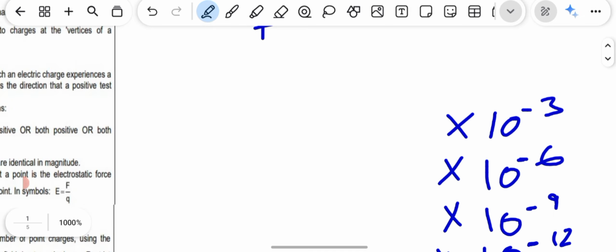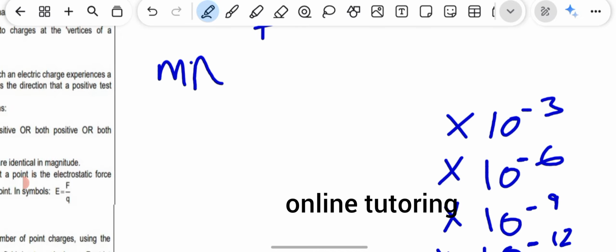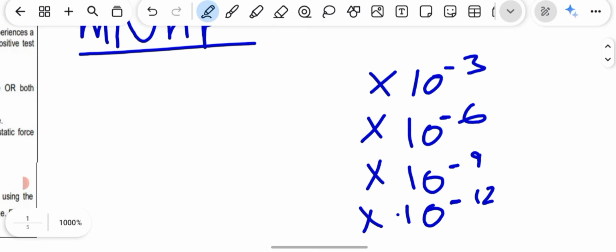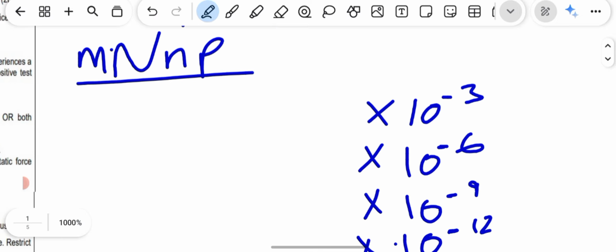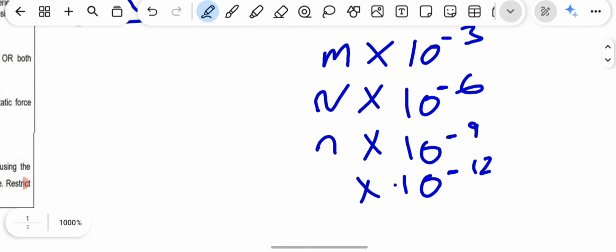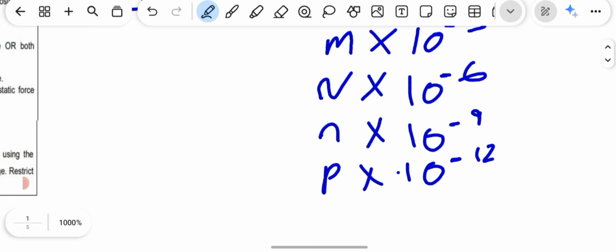So what can we say about our minds? We can say minds, which is going to be M, never need permission. Minds never need permission. And then you are going to put them here. So it's going to be M, and then it looks like an N, but it's not an N. And then we have an N here, which stands for nano, and then we have P for picocoulombs, right? And then you're going to put your C's.